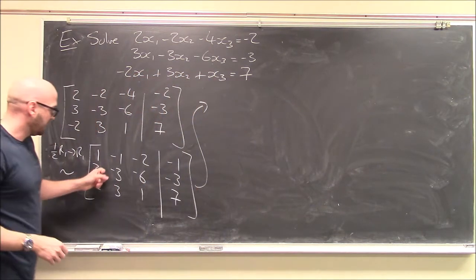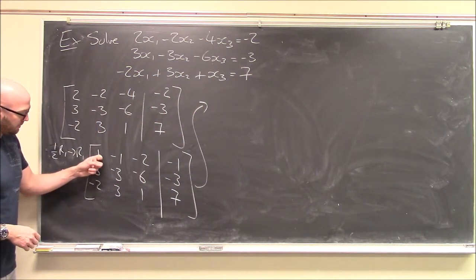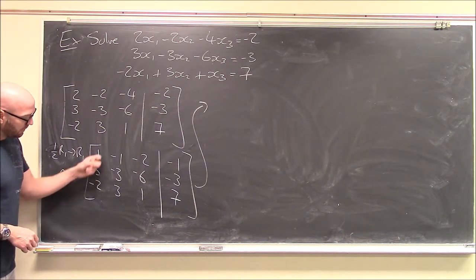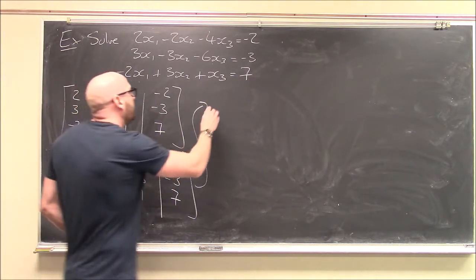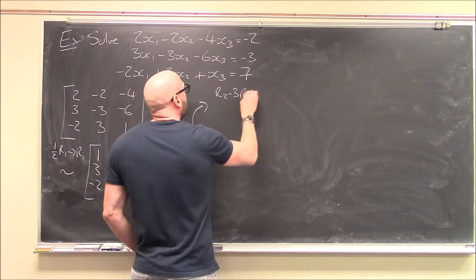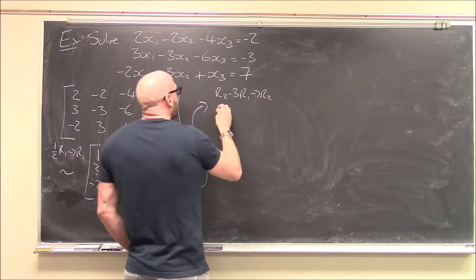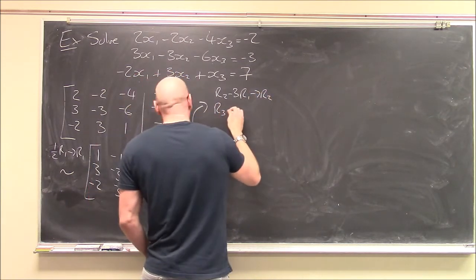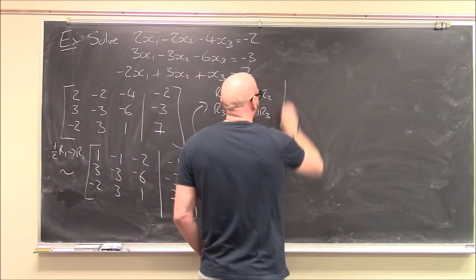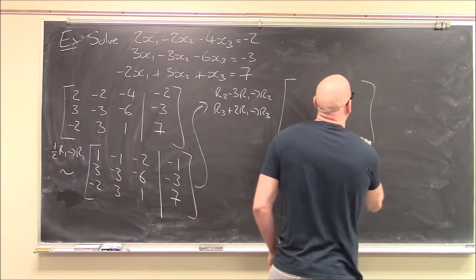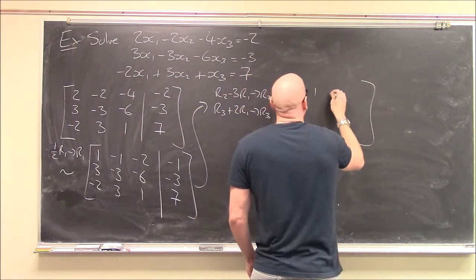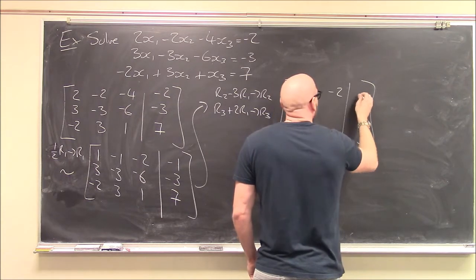Now we'll zero everything out below it. So I need to subtract 3 times row 1 from row 2 and add 2 times row 1 to row 3. So we'll do row 2 minus 3 times row 1 becomes our new row 2, and row 3 plus 2 times row 1 becomes our new row 3. Row 1 will stay the same. This is still 1, minus 1, minus 2, minus 1.